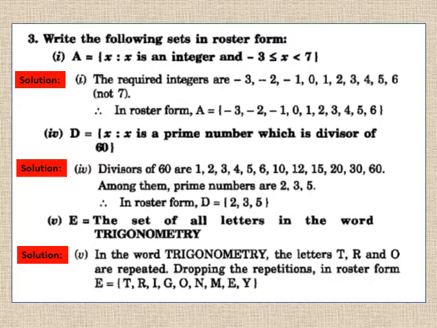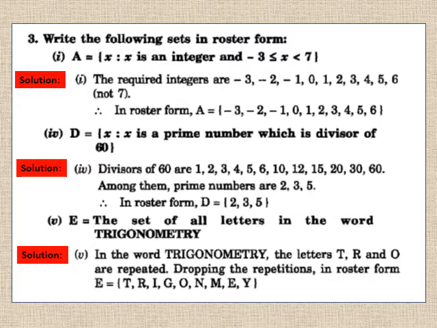Remember that, prime numbers. So first find the divisors of 60, which are 1, 2, 3, 4, 5, 6, 10, 12, 15, 20, 30 and 60. Now since we need only the prime numbers, the prime numbers out of these are 2, 3 and 5. Remember that 1 is neither prime nor composite. So we got 3 elements only, 2, 3, 5. Therefore the roster form of this will be 2, 3, 5 in braces.